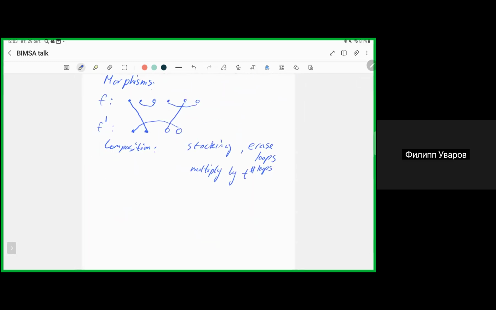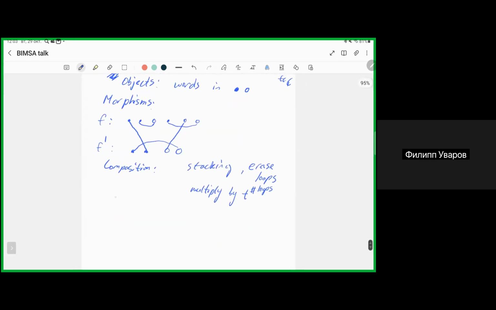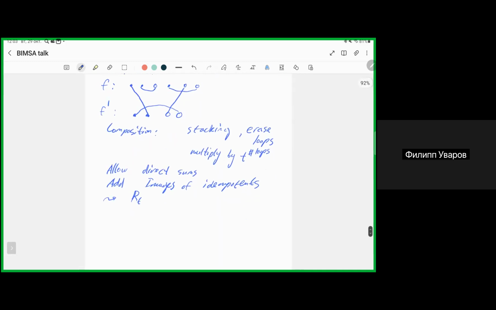And then, after that, you allow direct sums, and you add images of idempotents, and you get what is called the Deligne category R_t. So adding direct sums means you take the additive envelope, and adding images means, the correct word is, you take the Karoubian envelope.